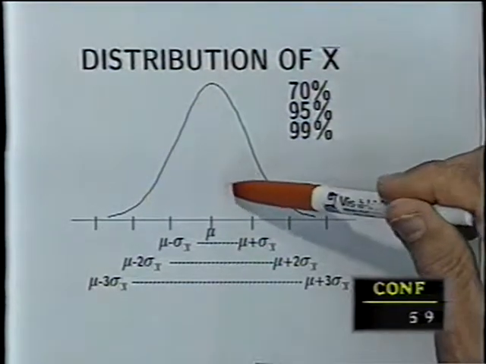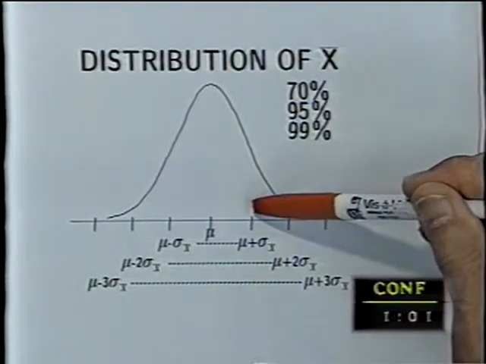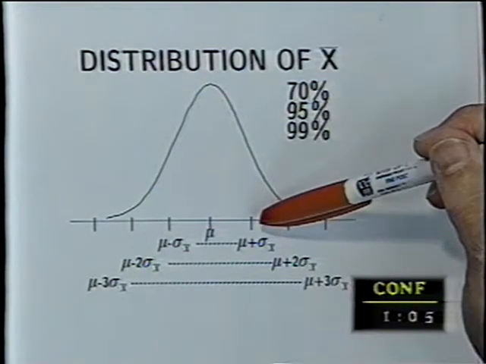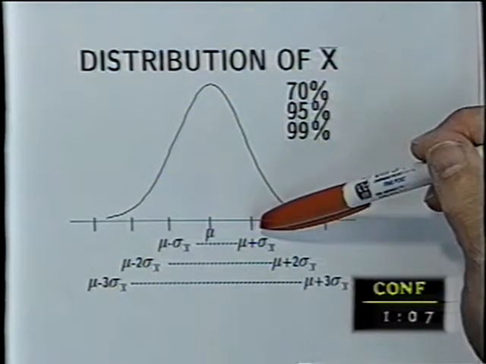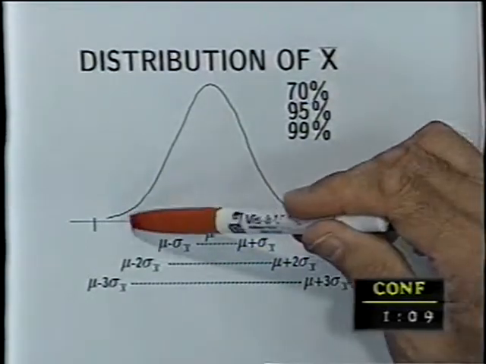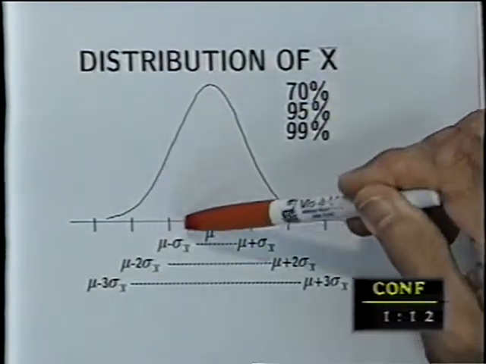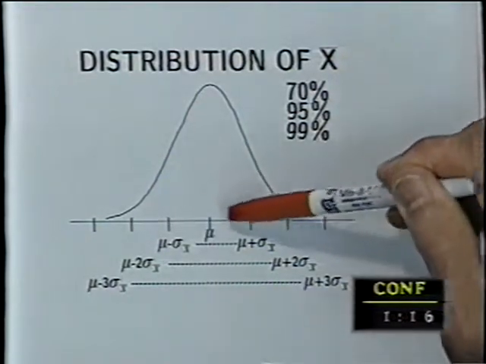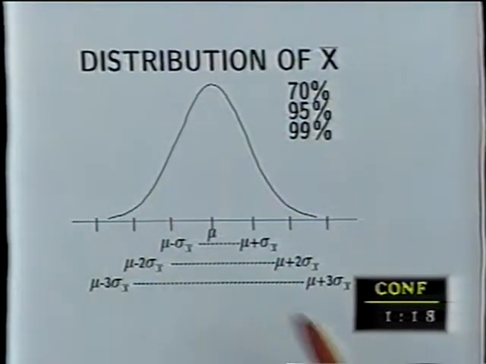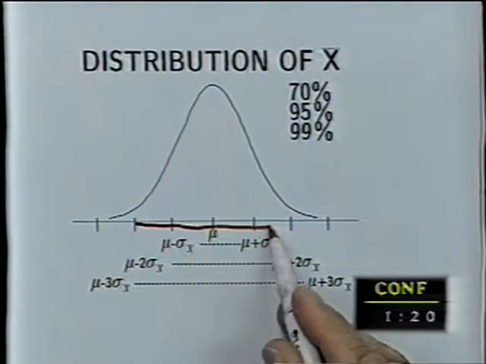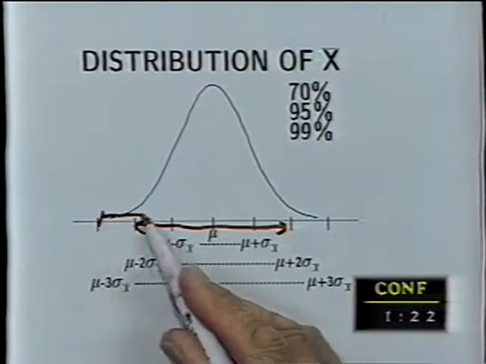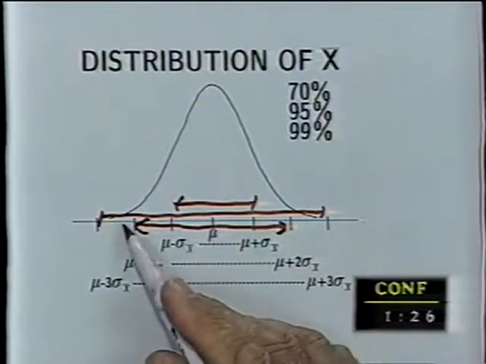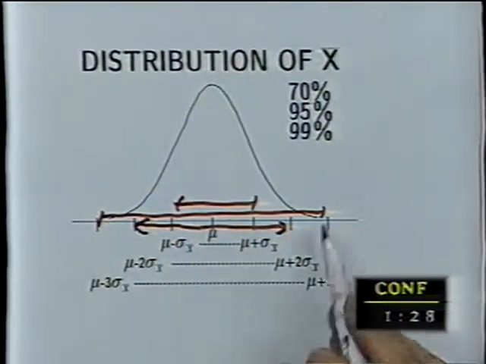Well, what is that area? What does it mean? Well, it means if lots of people went out and got data, and made x bars out of their data, and came to us, and we plotted their x bars, 70% of them would have their x bars somewhere in this interval. 95% of them would have their x bars somewhere in that interval. And 99% would have them somewhere in that interval. This is the 70%, this is the 95, and that's the 99.